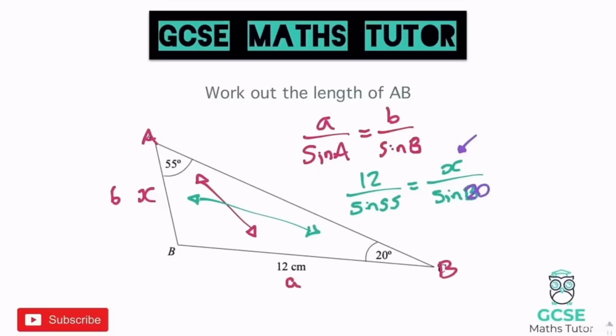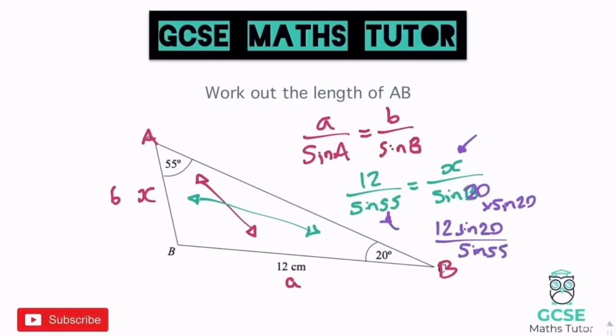So all we need to do is times both sides now by sine 20. What you could do is work this out on your calculator and times your answer by sine 20, but I'm going to multiply it straight over so I can type it all in one go. So times by sine 20, and if we do that, we get 12 sine 20, it goes onto the top there, over sine 55. There we go.